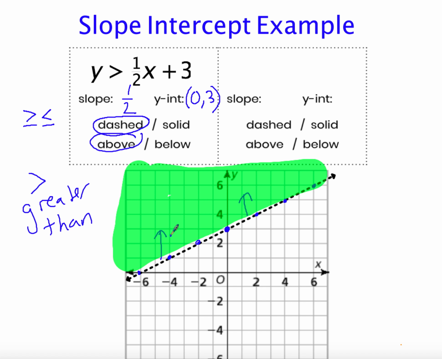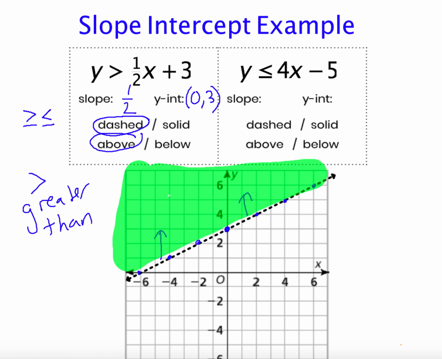Every single point satisfies this inequality. So let's say, hey, (-4, 6). Does that satisfy the inequality? Is 6 greater than 1/2 times -4 plus 3? Is 6 greater than -2 plus 3? Is 6 greater than 1? Yes, it is. So again, each and every point above this line is going to be a part of the solution set. And you should be graphing that right along with me.